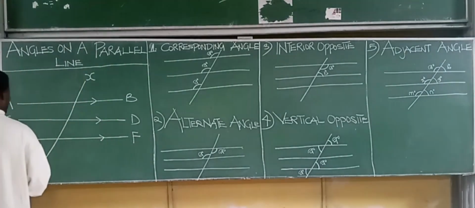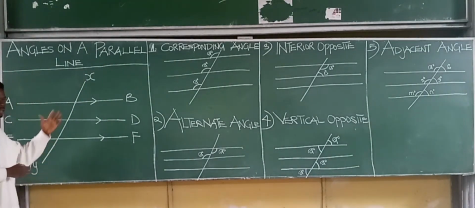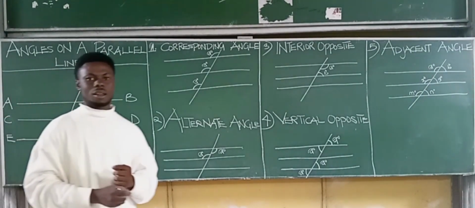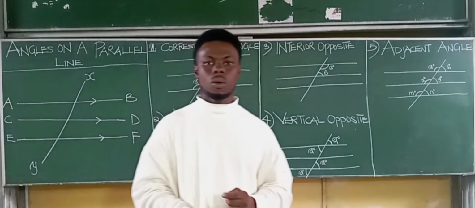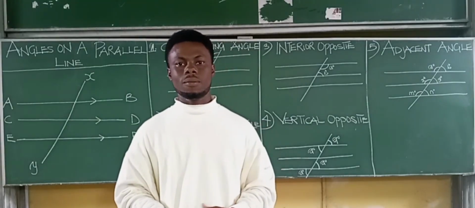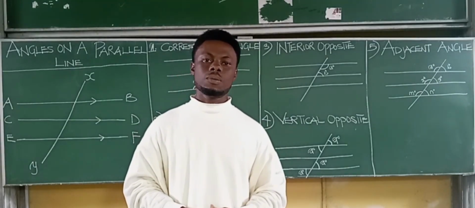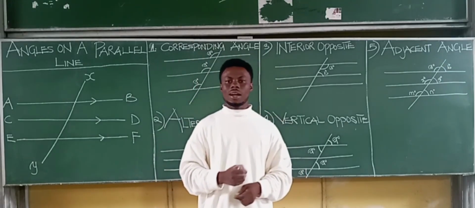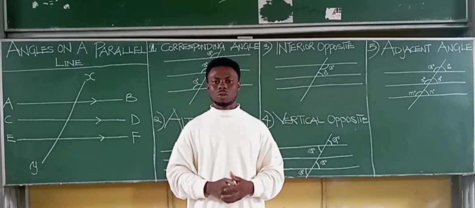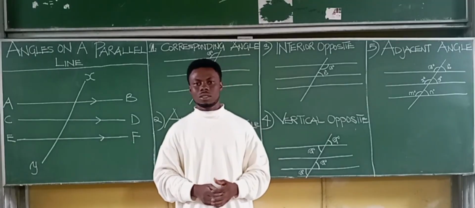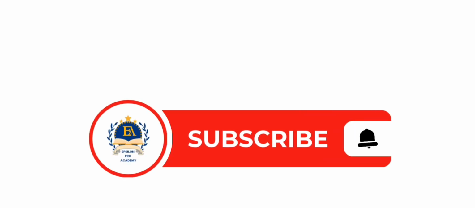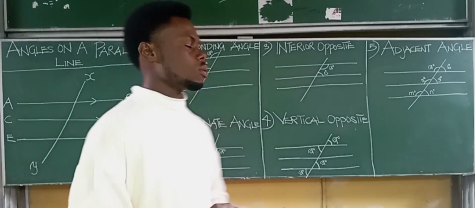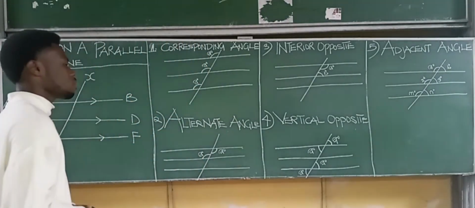Again, another line was drawn across, line XY. This line that is drawn across the parallel lines is what we call a transversal line. There are basic relationships that we establish between this transversal line and the parallel lines that it is drawn across. Take note of this. Such relationships take us to the first, corresponding angles.